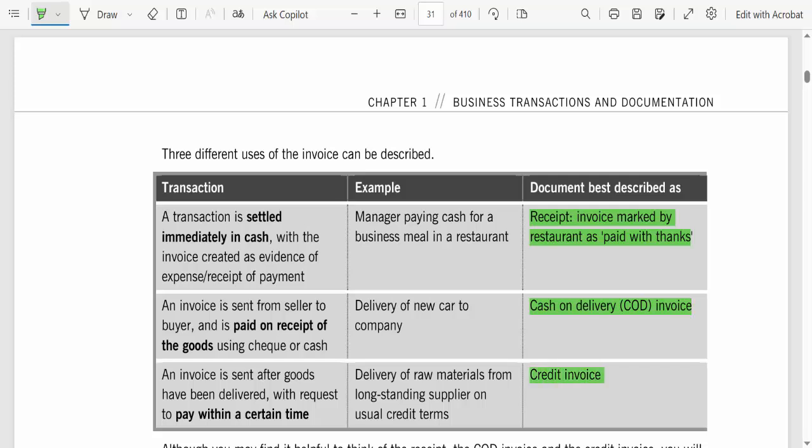3. Credit invoice. When it's used. A credit invoice is used in transactions where goods are delivered, but the buyer is allowed to pay later, often within an agreed period, e.g. 30 days.